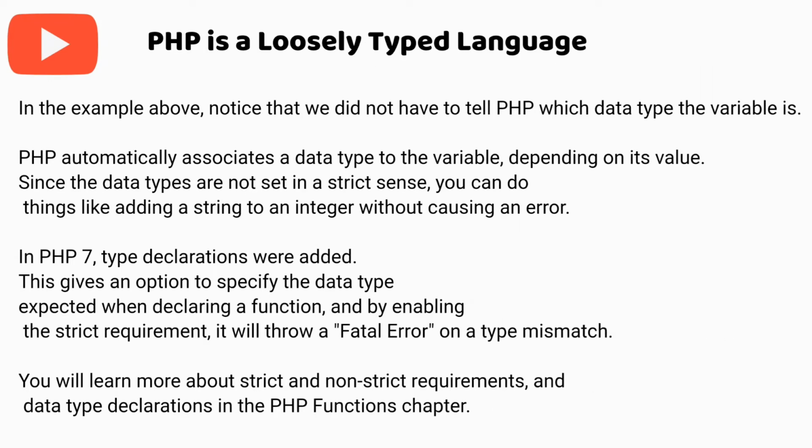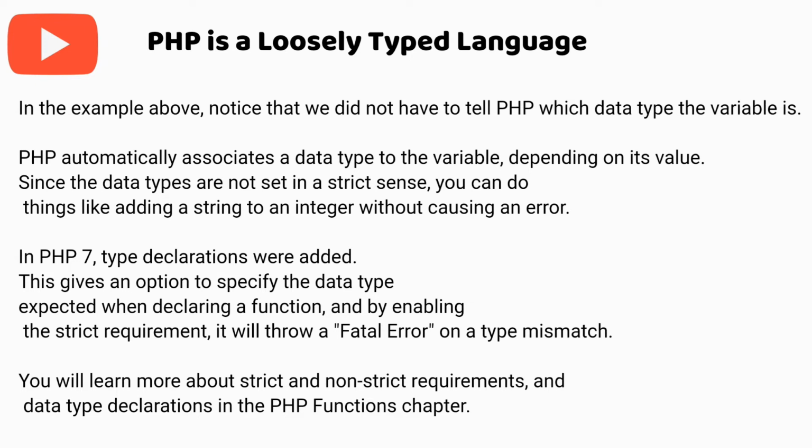In the example above, notice that we did not have to tell PHP which data type the variable is. PHP automatically associates a data type to the variable, depending on its value. Since the data types are not set in a strict sense, you can do things like adding a string to an integer without causing an error.